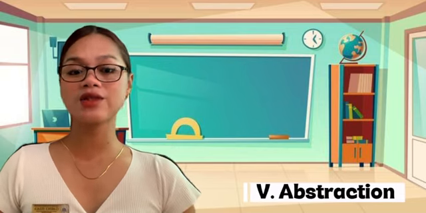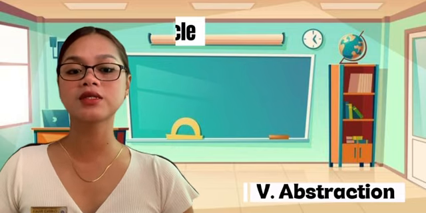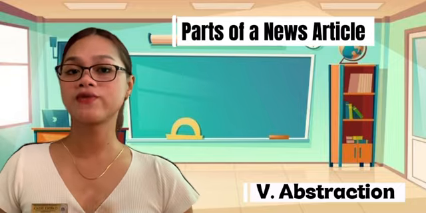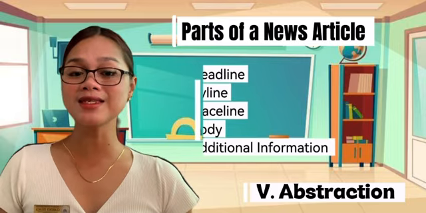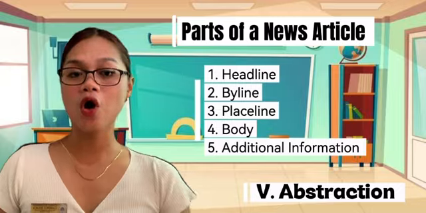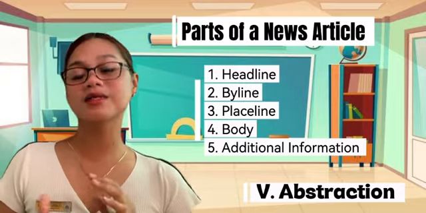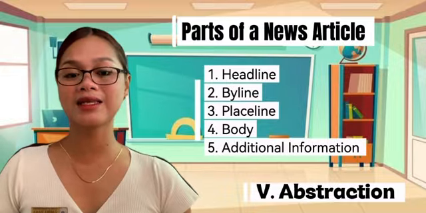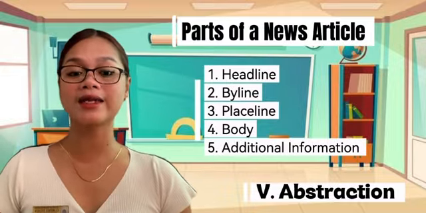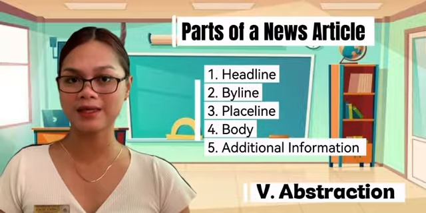As you can see, there are 5 parts of the news article. First, we have the headline. This is the hook, or a short attention-grabbing statement. Next is the byline or the placeline. It identifies the author and the location of the event.